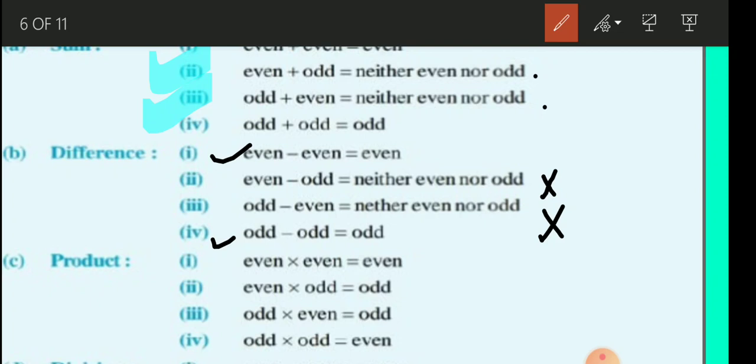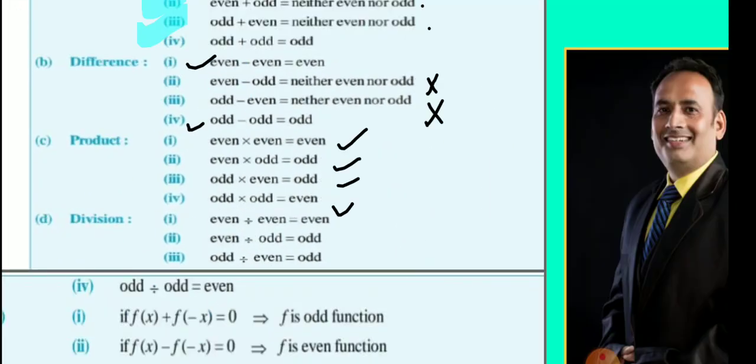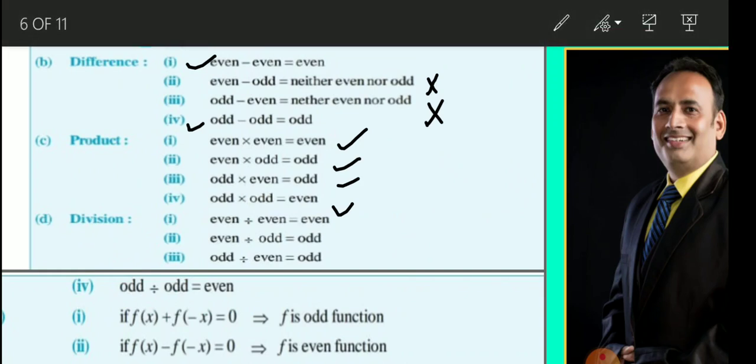Let's say for product, if two functions are even, then the result is also even. If the two functions are odd, then the result is even. But if one function is odd and the rest are even, then the product will be odd. Okay, fine. So let's see some more in division also. The same pattern as in multiplication applies; the quotient gives the same type of result.